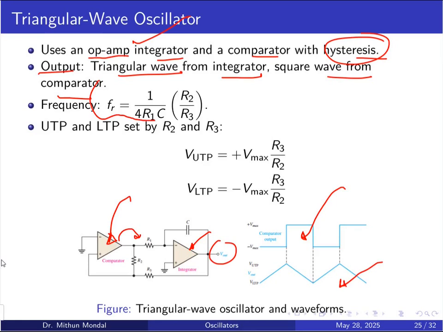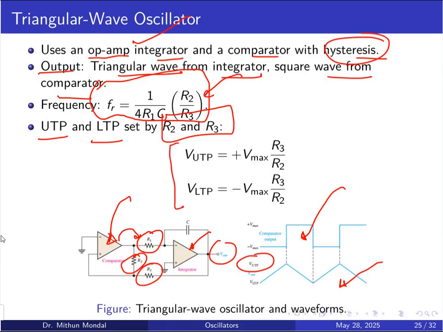The frequency is 1 by 4 R1C multiplied by a certain constant which is formed due to the resistors R2 and R3. So the positions and values of the resistors will define the resonance frequency, and by setting the R2 and R3 values, you can set the upper triggering point and lower triggering point of the response. So you can get the upper and lower triggering points of the voltage for the Vmax, which is the comparator output, with respect to this ratio of the resistors R3 and R2.